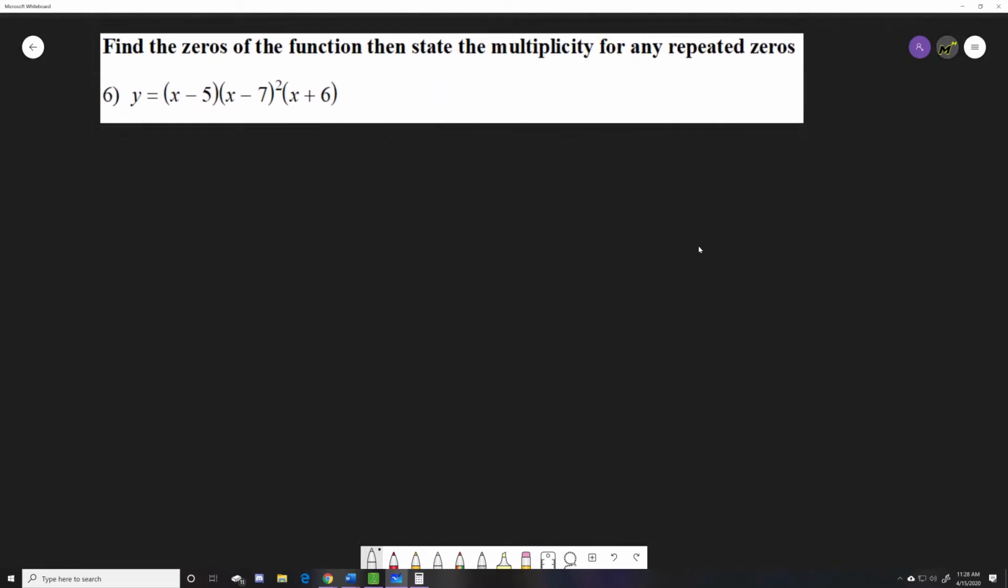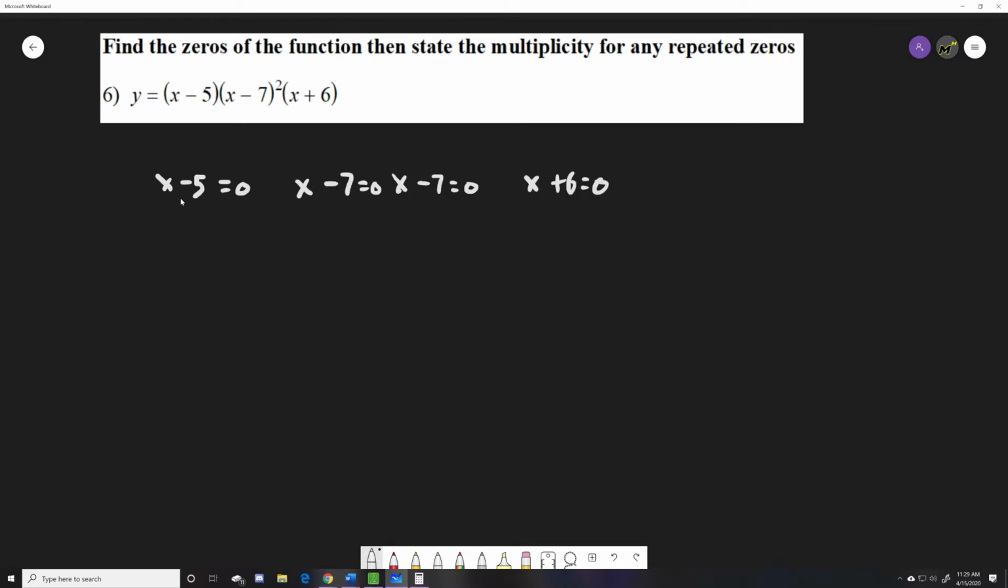In this one, they're saying find the zeros of the function, then state the multiplicity for any repeated zeros. Well, looks like they're kind of friendly to us. They already factored the original polynomial. So we're left with these factors: x minus 5, x minus 7 squared, and x plus 6. So let's go ahead and finish the job off. We have x minus 5 equals 0. We have x minus 7, and we have two of them, so both of these would equal 0. And then we have x plus 6 equals 0.